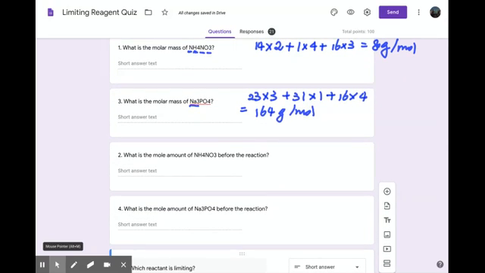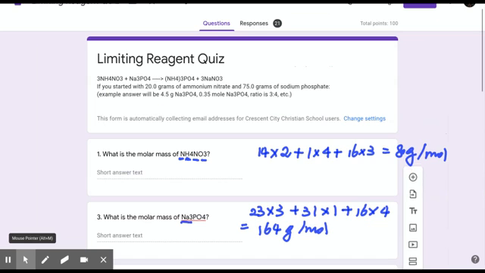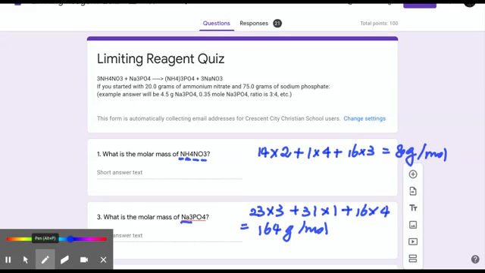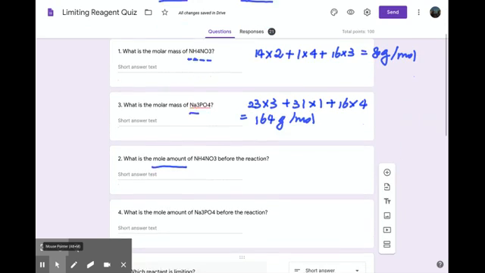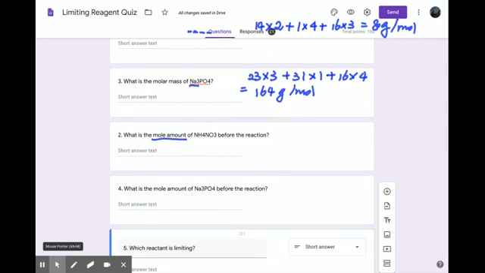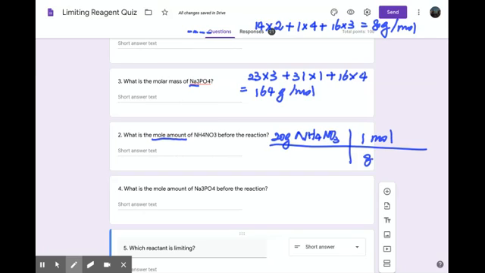So now we're looking for the mole amount. So we need to convert the gram to mole. In this question, we have 20 gram of ammonium nitrate, and we have 75 gram of sodium phosphate. So that's the actual amount of compound you have. You have to convert that amount to mole. So 20 gram of ammonium nitrate convert to mole. In 1 mole of ammonium nitrate, you have 80 gram. Multiply the top number, 20 times 1, divide by the bottom number, divide by 80, you get 1 over 4, which is 0.25. Okay, so it's 0.25 mole.